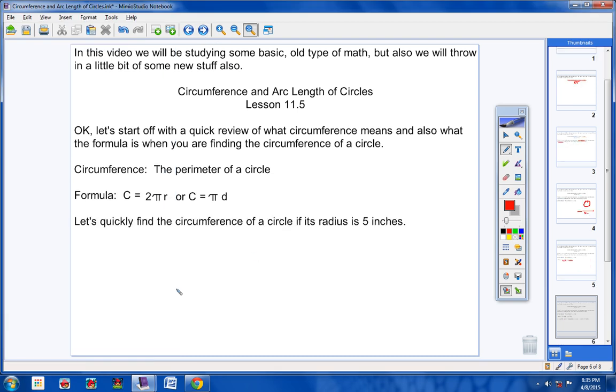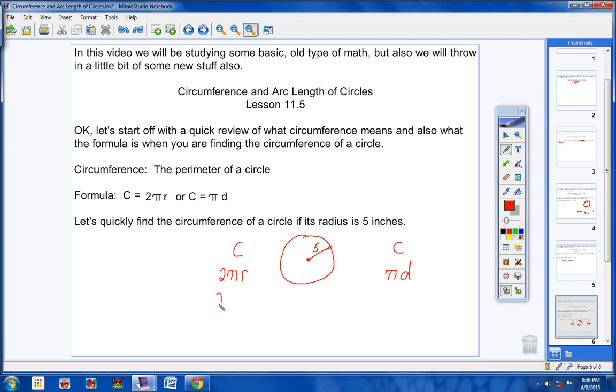Alright, let's quickly find the circumference of a circle if its radius is 5 inches, okay? So here we go. Let's go ahead and draw a little circle here. You don't have to draw a circle unless you want to, it's up to you. Radius is 5. So let's find the circumference, and we're going to do it two different ways. We're going to first use 2 pi r, and then we're going to use pi d, okay? So here we go. Let's find the distance or the perimeter or the circumference around this circle, alright?